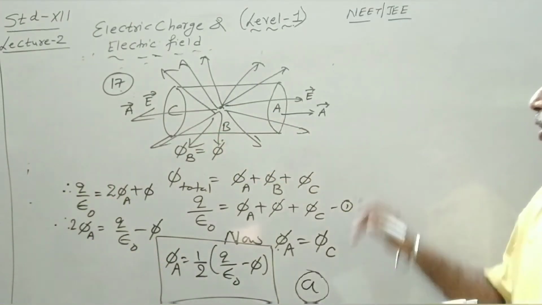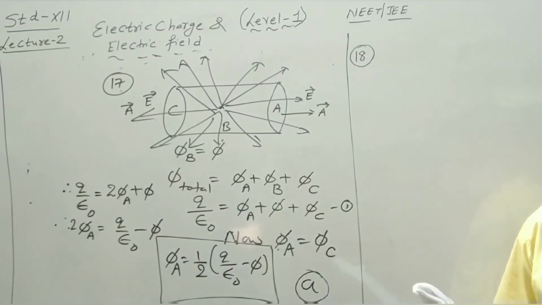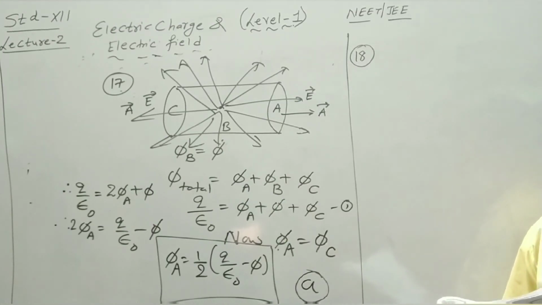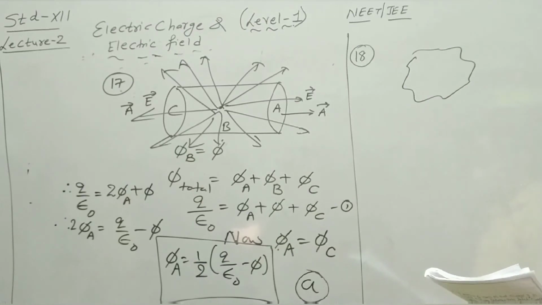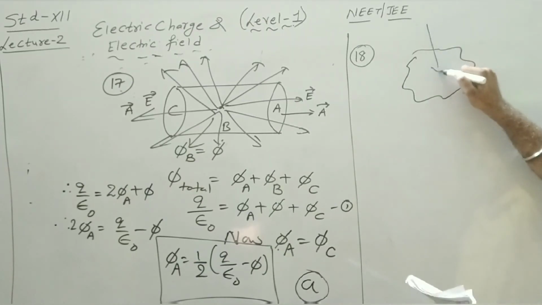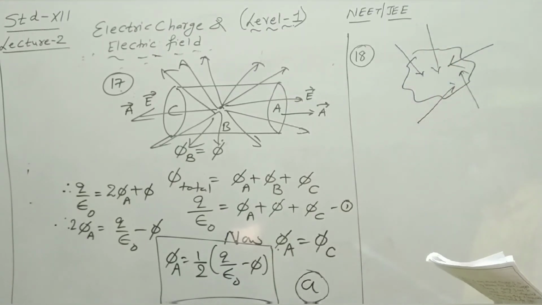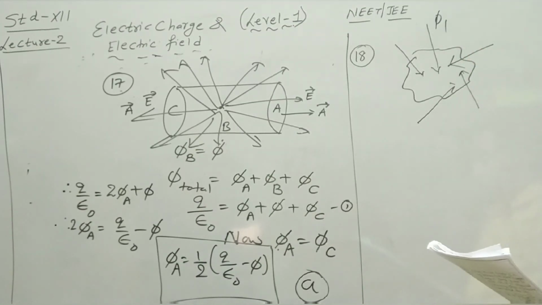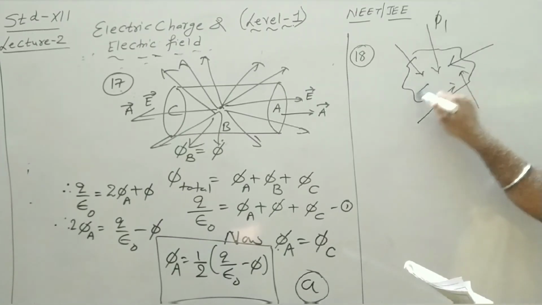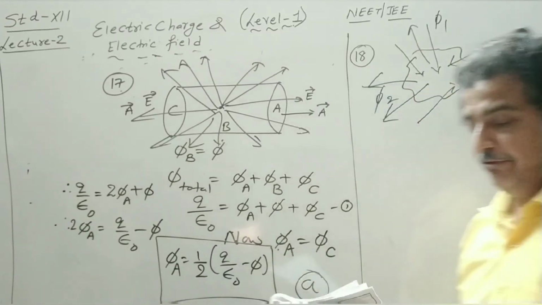Now almost similar sum is 18th. Here, the electric flux entering and leaving an enclosed surface respectively are phi 1 and phi 2. So we have any closed surface, the electric flux entering, that is, the number of field lines entering it, is phi 1, and the flux leaving, so let this be the flux leaving, is phi 2.